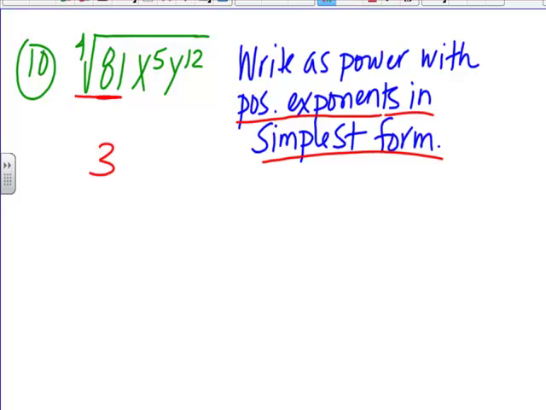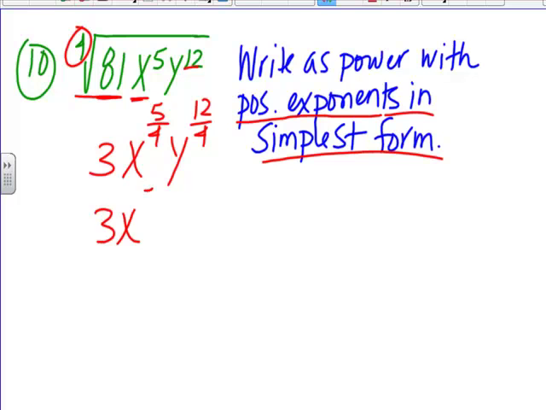Now, remembering this power root thing, I have x, the power is on the top, and the root is 4. And then I have y, this is my power, and the root is 4. And so now I'm just going to do a little cleanup. 5/4 can't do anything with that, but 12 divided by 4 is 3.